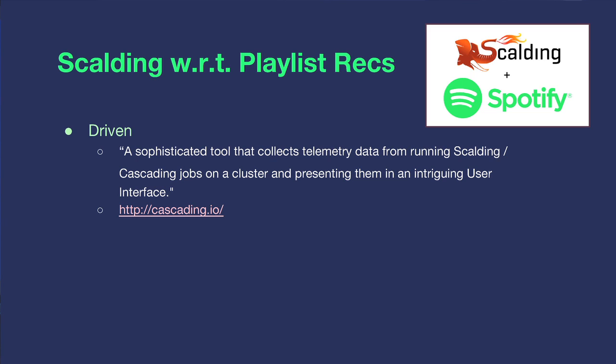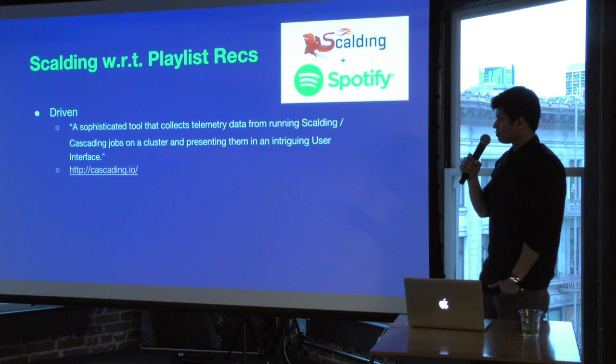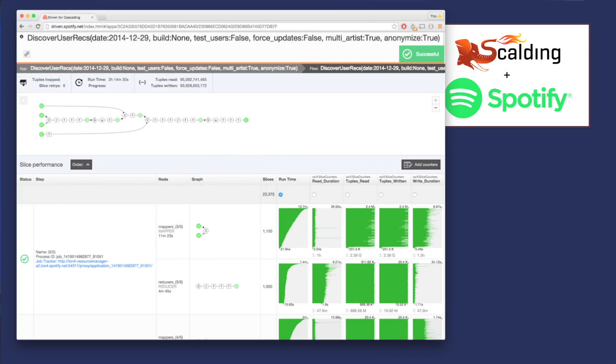Another tool that we've been using is called Driven. This was developed by Cascading, and it's a sophisticated tool that collects telemetry data from running Scalding and Cascading jobs on a cluster and presents it in an intriguing user interface. Let's see what that looks like. So that is the intriguing user interface. At the top, this Driven tool offers you a data visualization of your entire job. It tells you what kind of sources are there, what kind of sinks are there, at which point there's a combine, at which point there's a flat map, and at which point there's a group by.